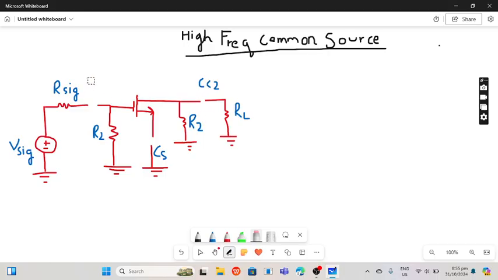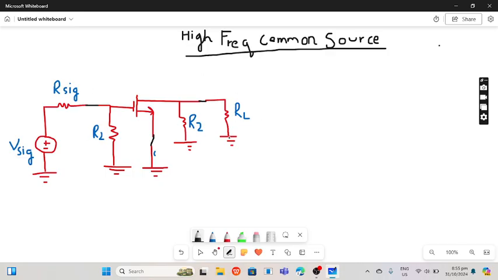If we short circuit them, then these capacitors don't remain. You short circuit them and you can see that this is shorted, this is shorted and this is shorted. So this becomes a ground. So you can see that it is now the high frequency common source amplifier. We short all capacitors.